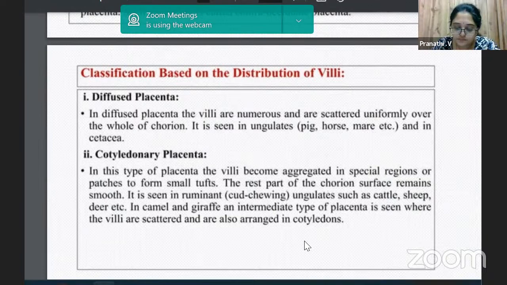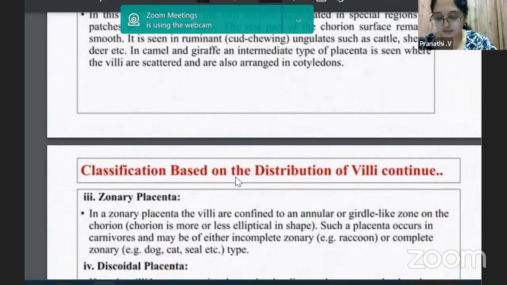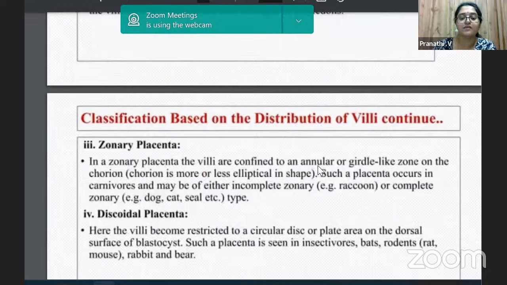And then you have the intermediate type, where the blastocyst is provided with villi and cotyledons, and isolated villi are scattered between the cotyledons. It is found in camel and giraffe. And then you have the zonary placenta, where the villi are confined to a girdle-like region in the middle. This is seen in carnivores, and it can be either complete or incomplete. Complete is seen in dogs, cats, and seals. Incomplete is seen in raccoons. The examples in your textbook are dog, cat, lion, tiger, mongoose.